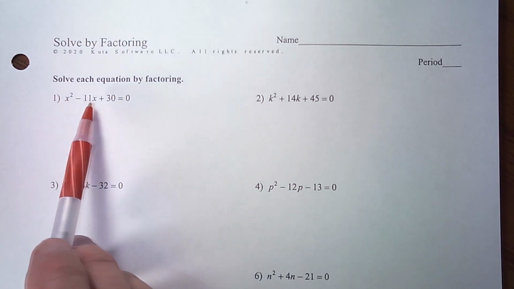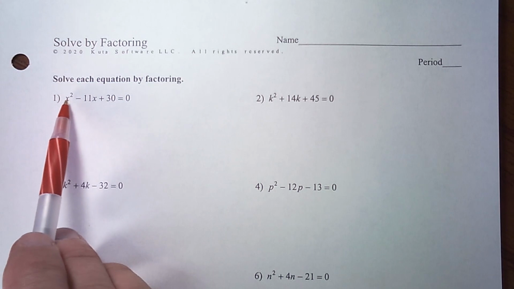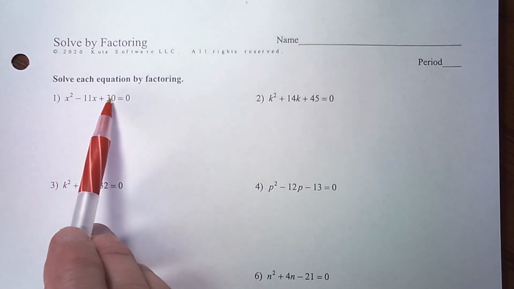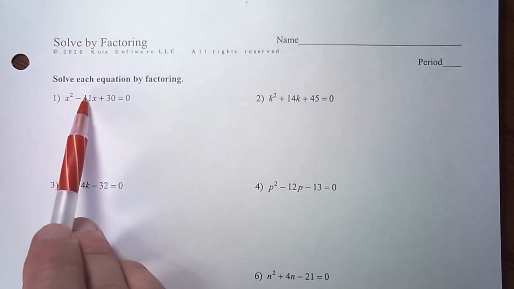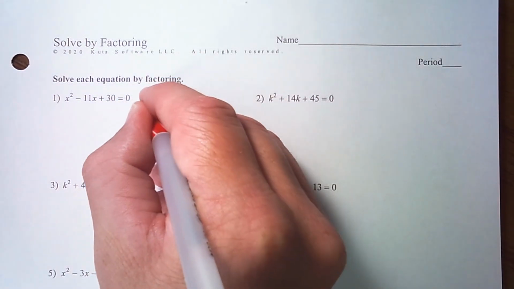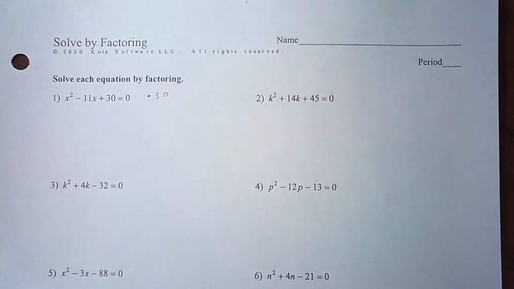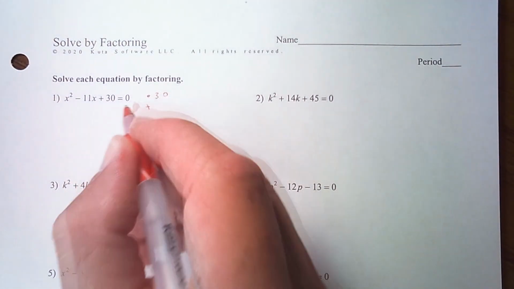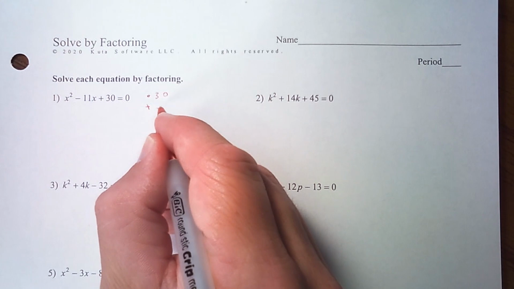So in order to factor a trinomial when the lead coefficient is 1, we're going to have to find two numbers that multiply to this third term. This is c, so we've got a is 1, b is negative 11, c is 30. We're going to have to find two numbers that multiply to make 30. Now there's two ways to multiply to make a positive number. I can have a positive times a positive or a negative times a negative. We need to find two numbers that add up to b, which is negative 11.